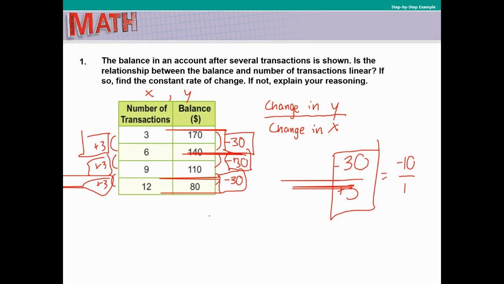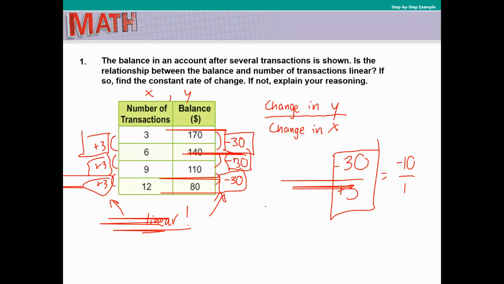Now, how can we tell? We always go for these outside numbers, the change, to make our ratio. And if they all match, or if they can be reduced to the same fraction, then it's linear. So this would be a linear graph.